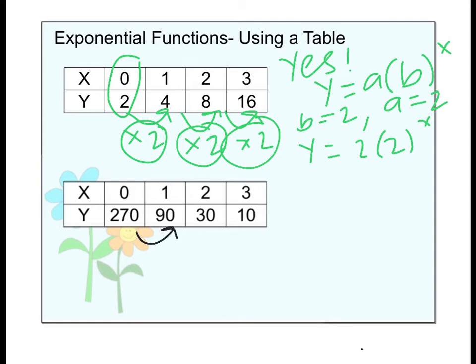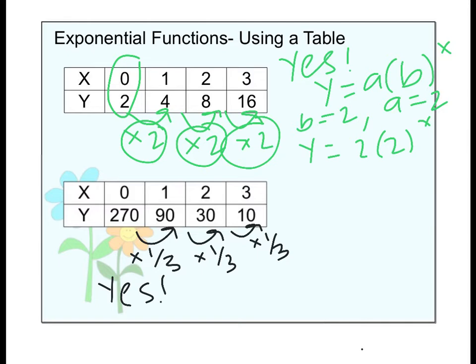So 270 to 90, I'm getting smaller. If you remember with exponential functions, all we care about is multiplication. So if I want to go from 270 to 90, I can multiply by a third, and that will work. To get from 90 to 30, I multiply by 1/3. And 30 to 10 is also 1/3. So it is okay if it's a fraction as long as it's positive. So here, again, it's yes.